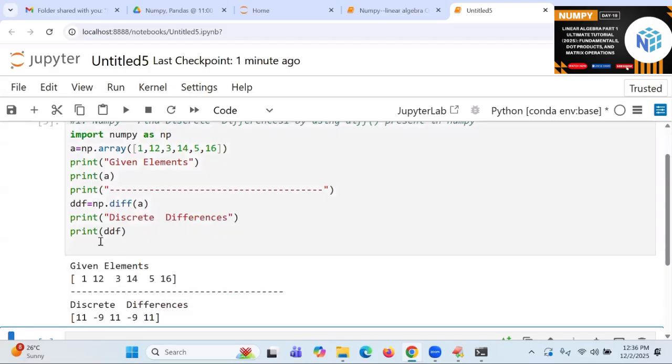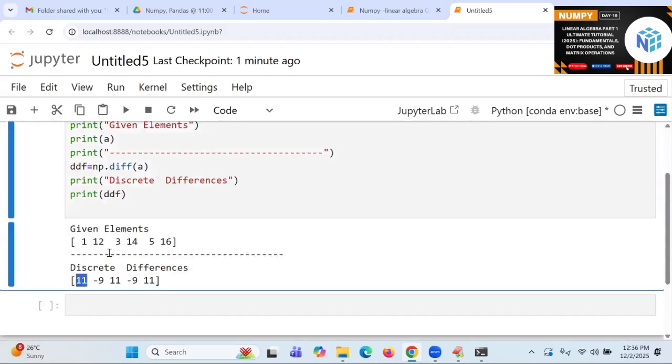Apply. 12 minus 1, 11. 3 minus 12, minus 9. 14 minus 3, 11. 5 minus 14, minus 9. 16 minus 5, 11. This is how many times? One time. On DDF, I can perform discrete differences one more time. If I want to perform two times, what will I do? The N value needs to be placed. Second time I will perform.